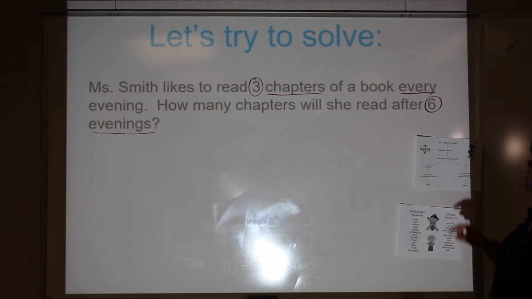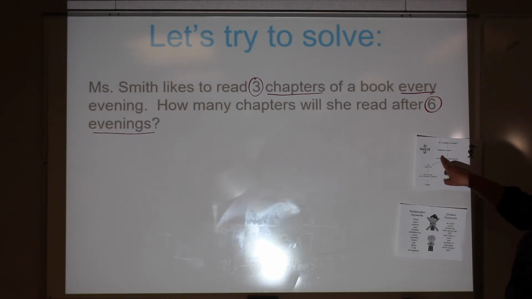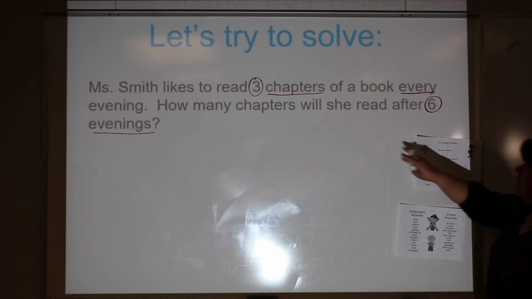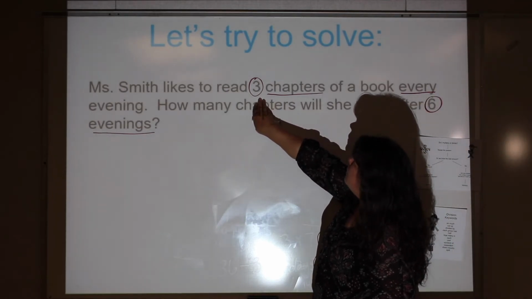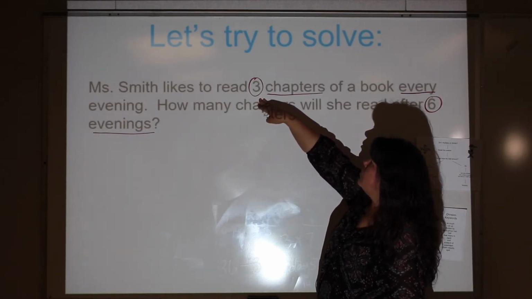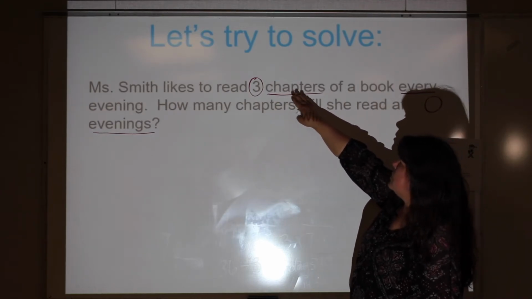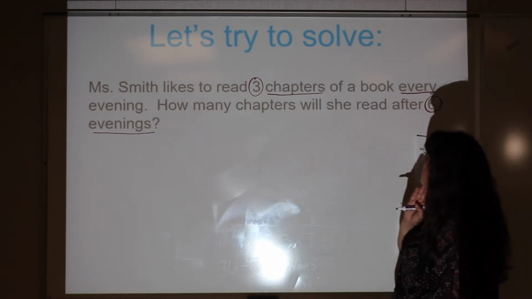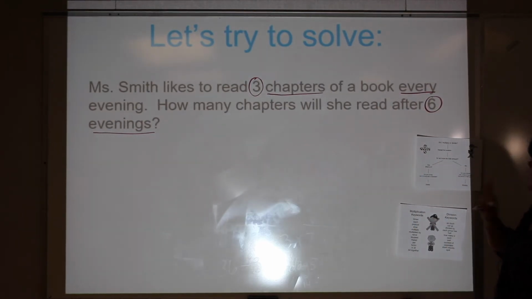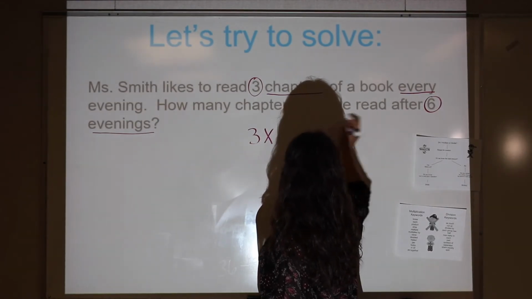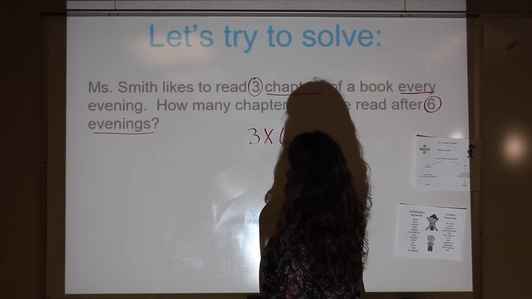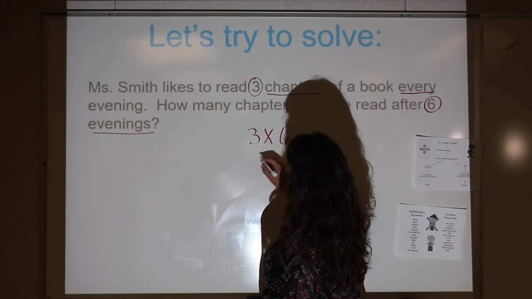So she likes to read her book. So when I've read this question, do we know the total amount? Is 3 the total amount of chapters in the book? No. It doesn't give me the total number of chapters in the book. It just tells me that each evening she likes to read 3 of them. So I don't have a total. I'm going to go over here to multiplication. We've got 3 chapters, and we're going to multiply that by the 6 evenings to get our answer.